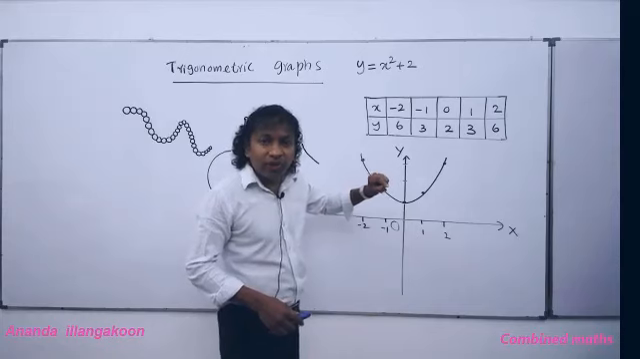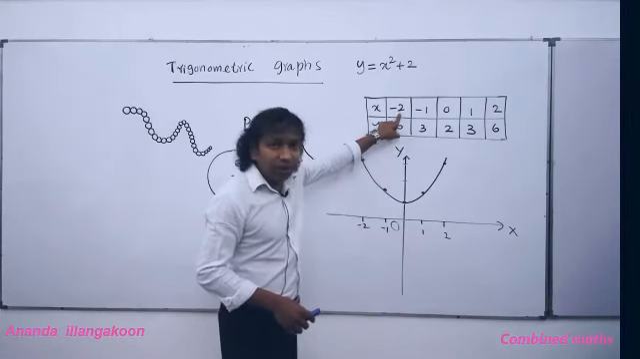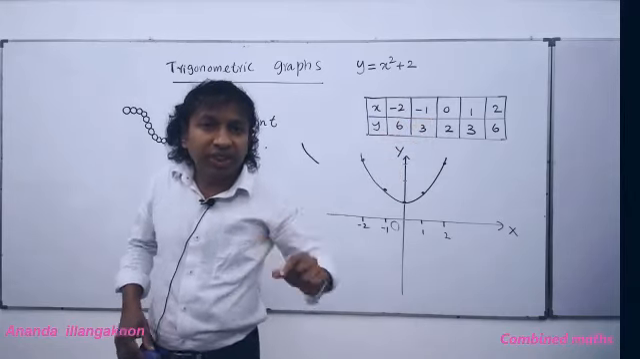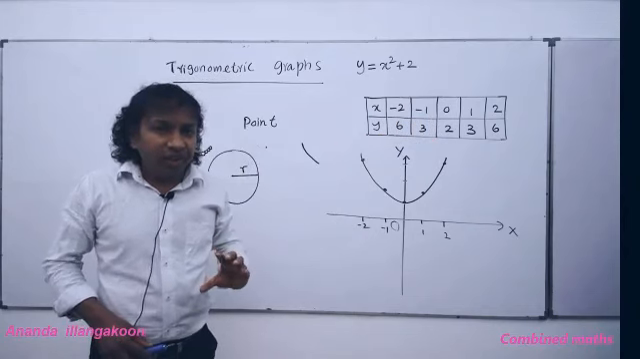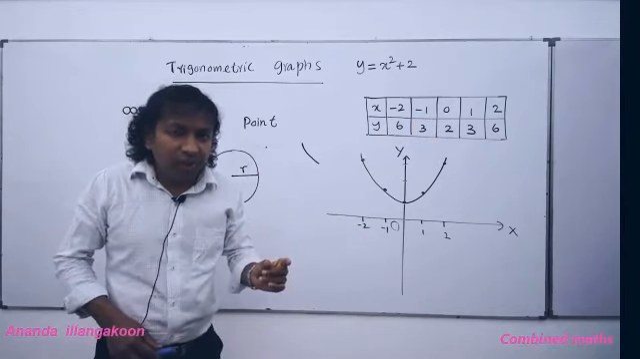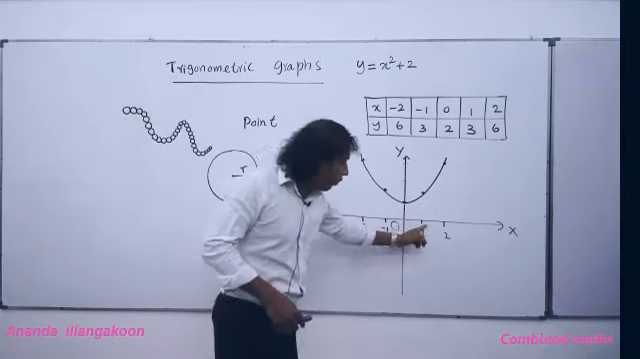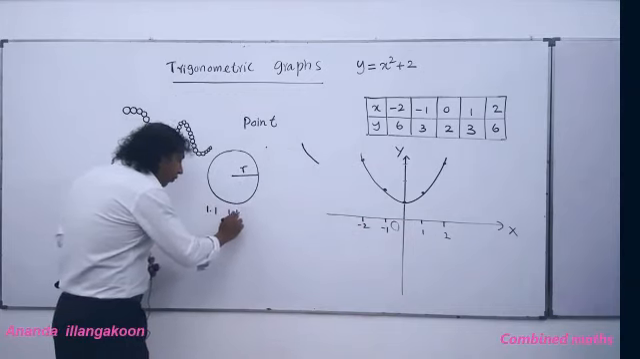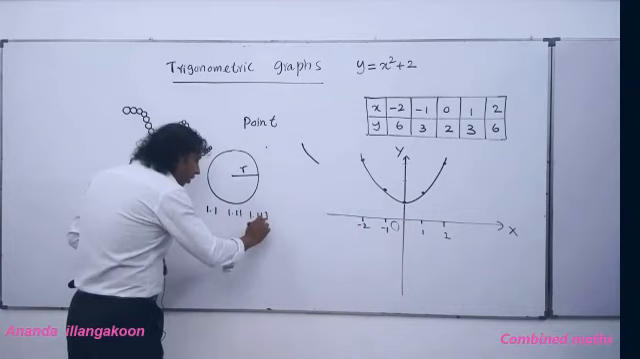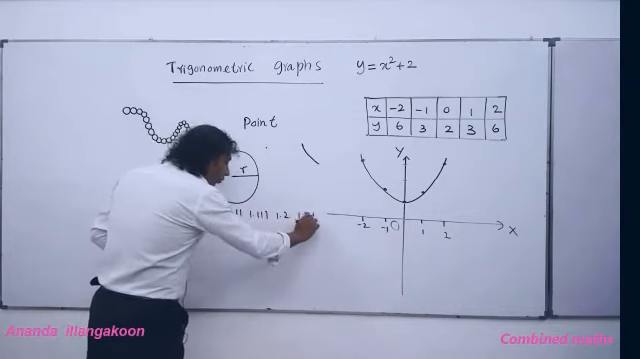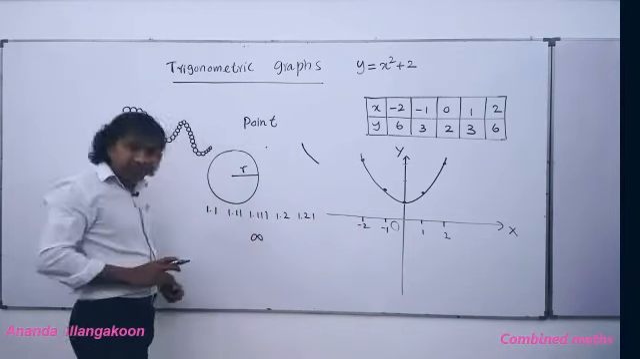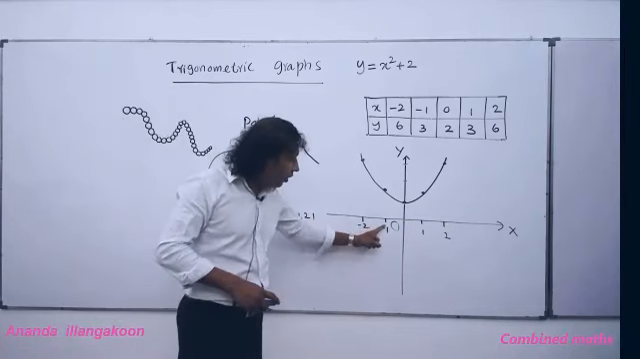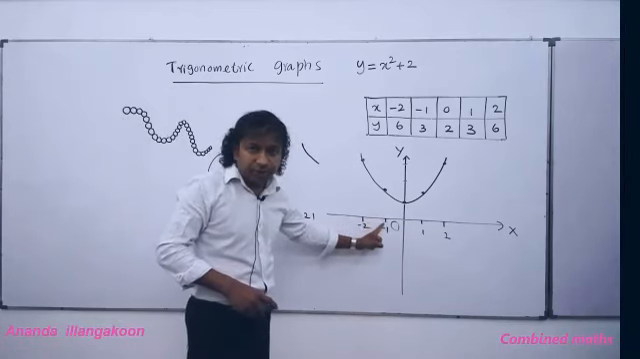How many real numbers are available between -2 and -1? Now just tell me, between 1 and 2, how many real numbers are available? 1.1, 1.11, 1.111, 1.2, 1.21, like that there are infinitely many. There are infinite real numbers between 1 and 2, and like that between -2 and -1 there are infinitely many real numbers.